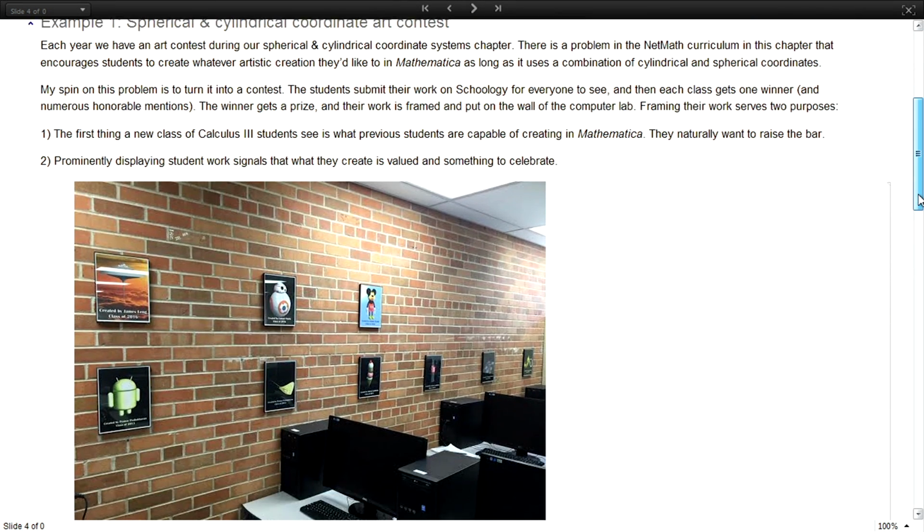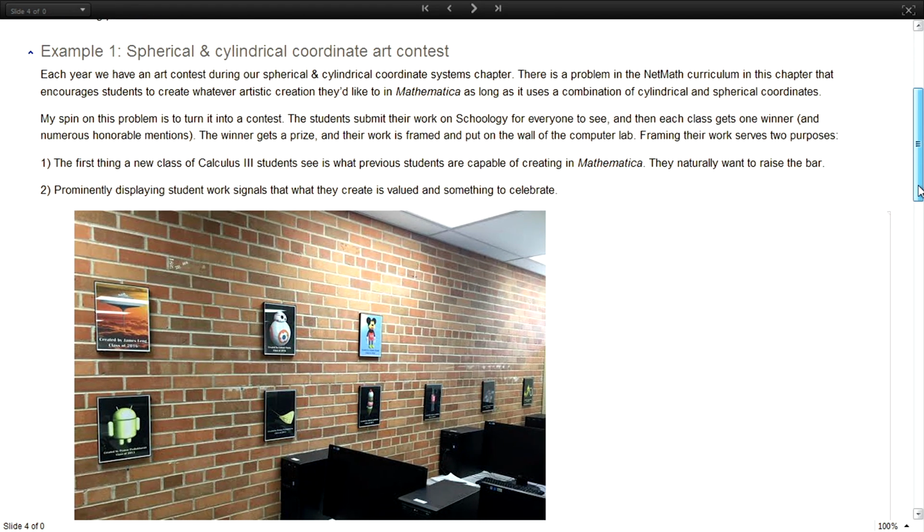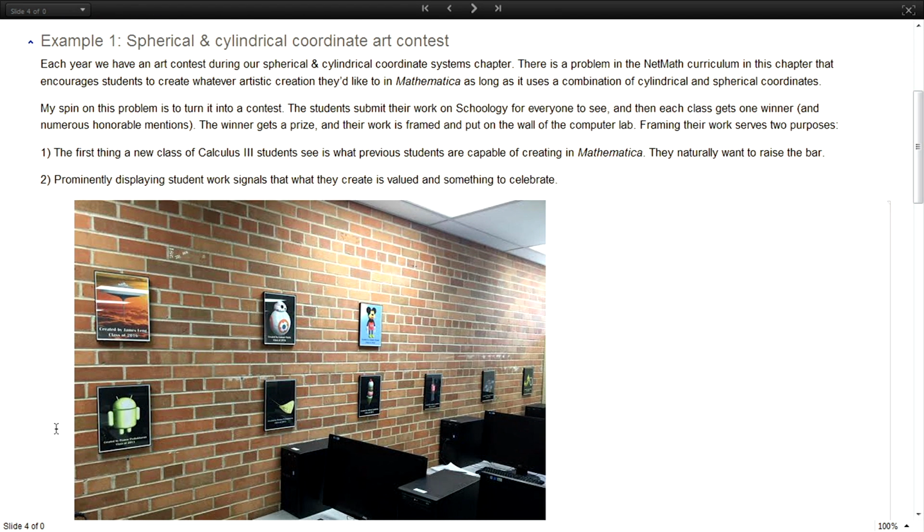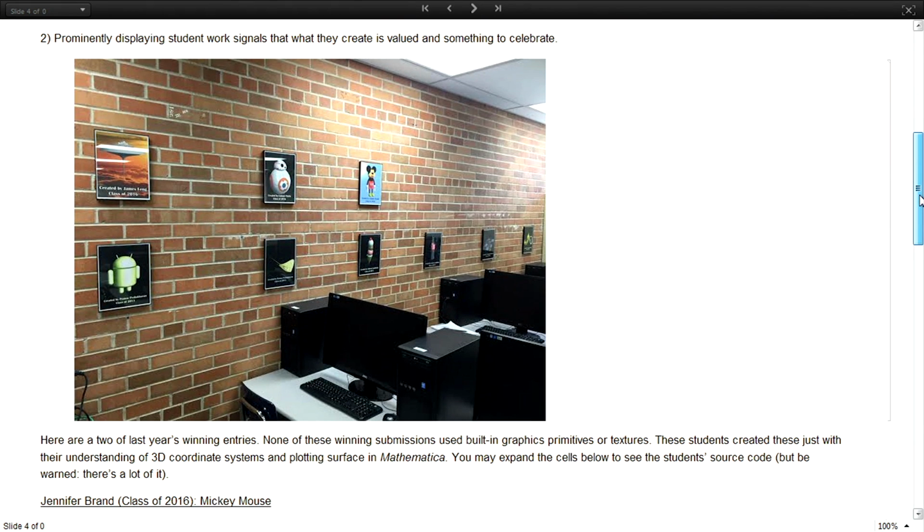This happens about halfway through the school year. Those are all images that students have made themselves completely in Mathematica. It's not like they were dragging and dropping anything, and it's not like those are even graphics primitives. Those are all cylindrical and spherical coordinates. It's kind of hard to see, but even that BB-8, I don't want to expand the code for the BB-8 because it might crash the project. There's a ton of it, but every little detail on that droid is actually a spherical coordinate plot. If you scroll down, we can see a couple of those a little bit closer.